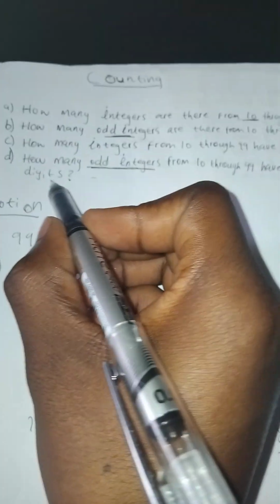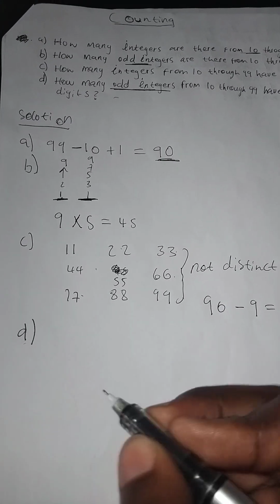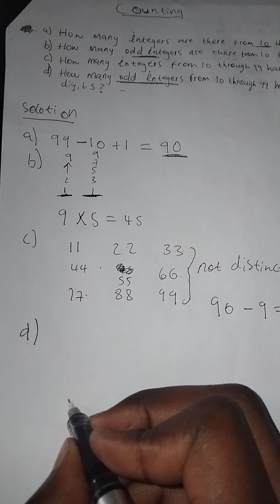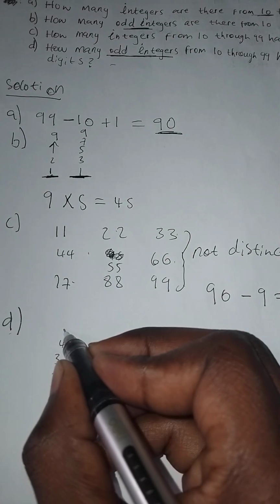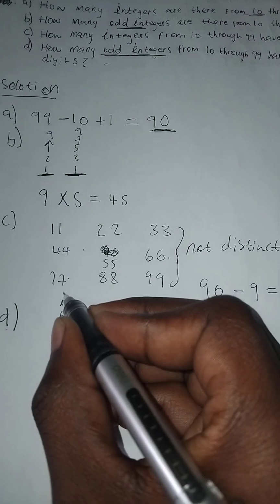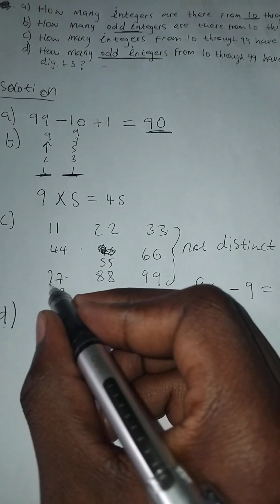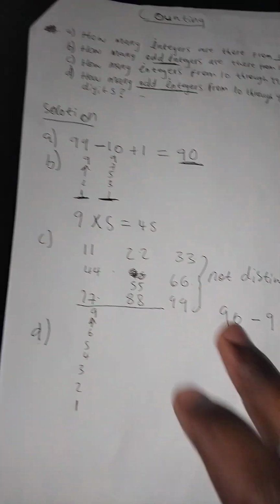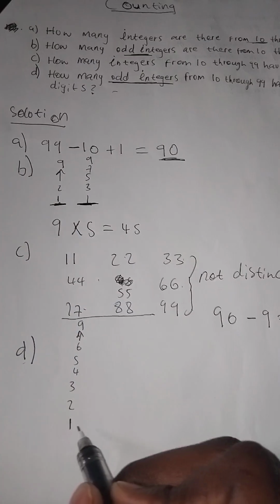So for that to be the case, for these odd integers to have distinct digits, let us see how we can go about them. Remember we said that for the numbers to be odd, we need the first digit to run 1, 2, 3, 4, 5, 6, 7, 8, 9. I actually should have just said up to 9. So it's 1 up to 9 on the first digit.